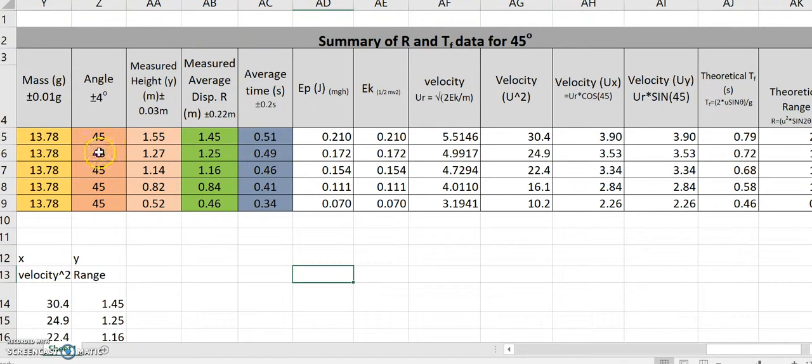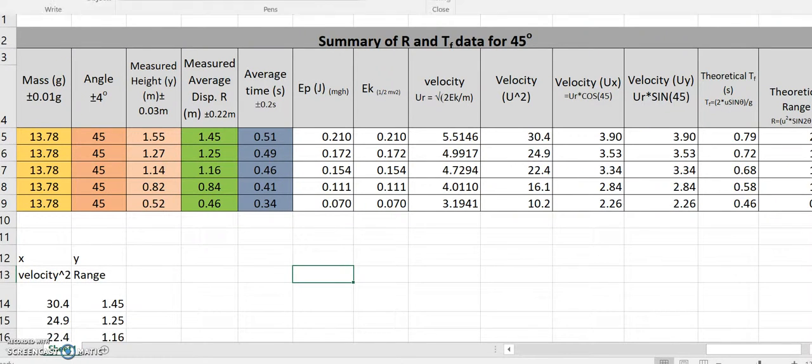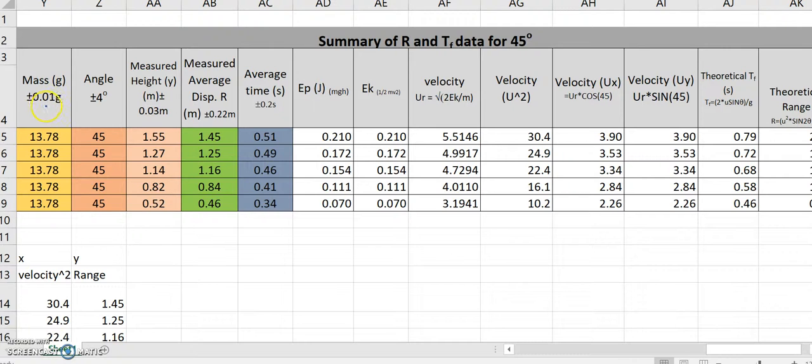So in the previous video, we looked at calculating the absolute uncertainty of measurements: the absolute uncertainty of the mass, of the angle, of the height, of the displacement, the range. We didn't calculate the absolute uncertainty of the time, but you could. In this video, we're going to calculate the absolute uncertainty when we're using a formula.